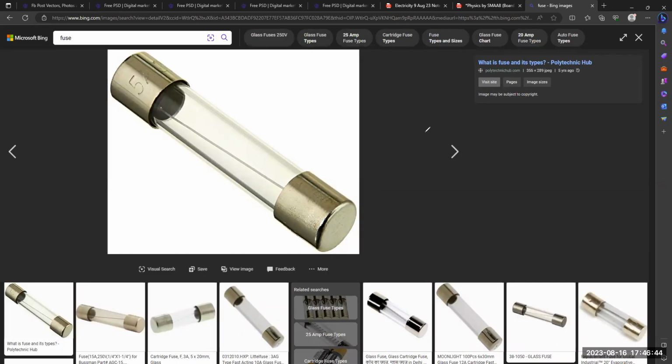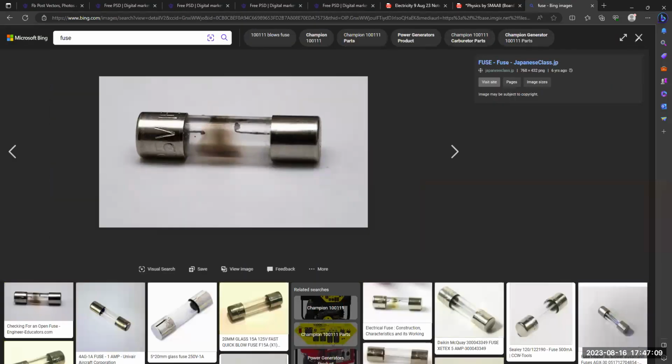You can see that there is a value of electric current mentioned on it. It means 5 ampere. This fuse can only bear the electric current of 5 ampere. If the value of electric current increases, the metal wire, a thin wire in the center of this fuse, will melt or blow out, right? So that will completely break your circuit. Like this is the blown diagram of the fuse, right?